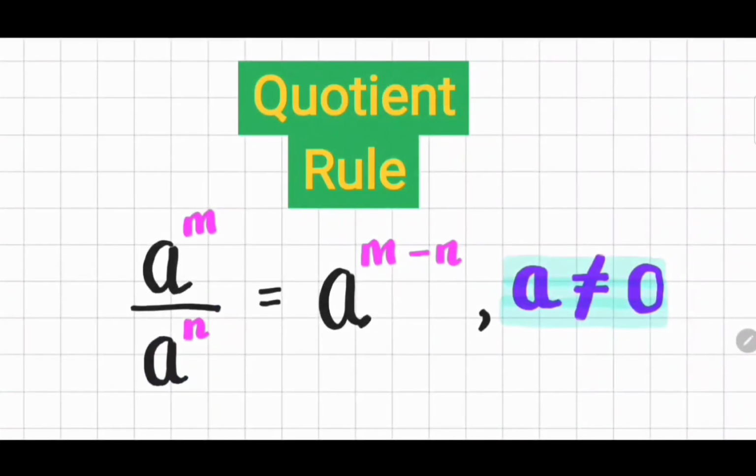So in general, the quotient rule states: how many times do we end up multiplying a? Answer, m times. Then reduce that by n times because we are dividing, for a total of m minus n times. But a should not be equal to 0.